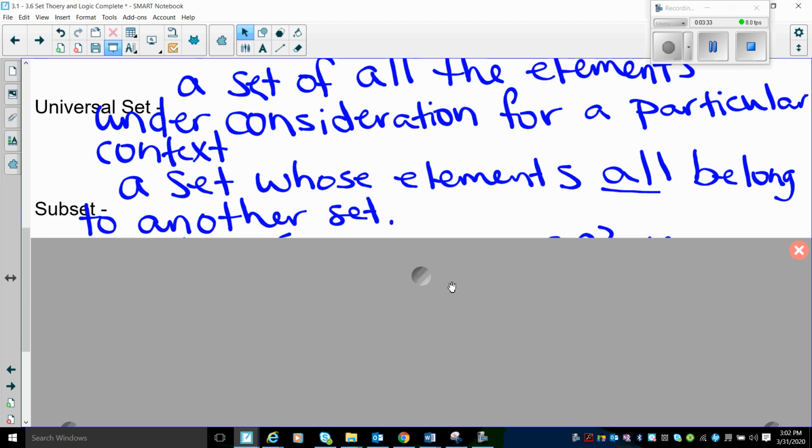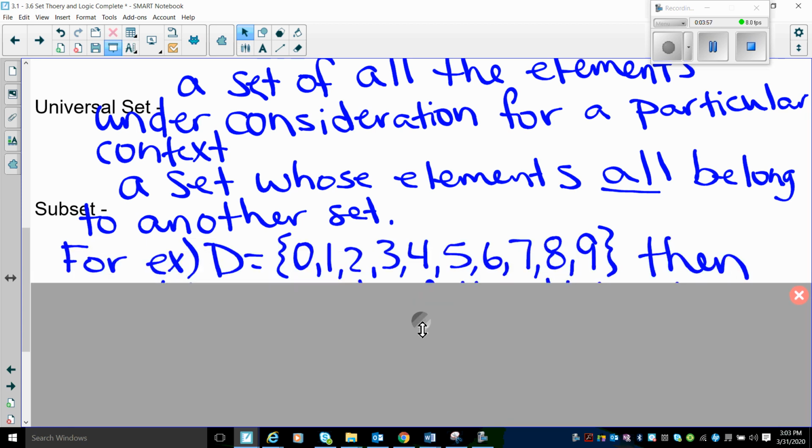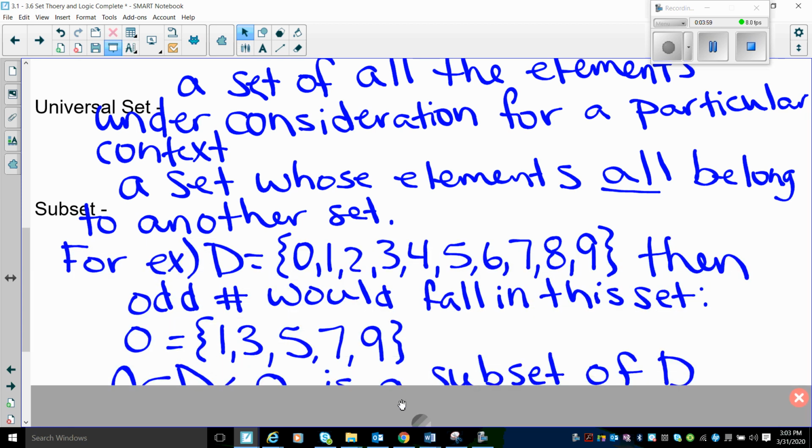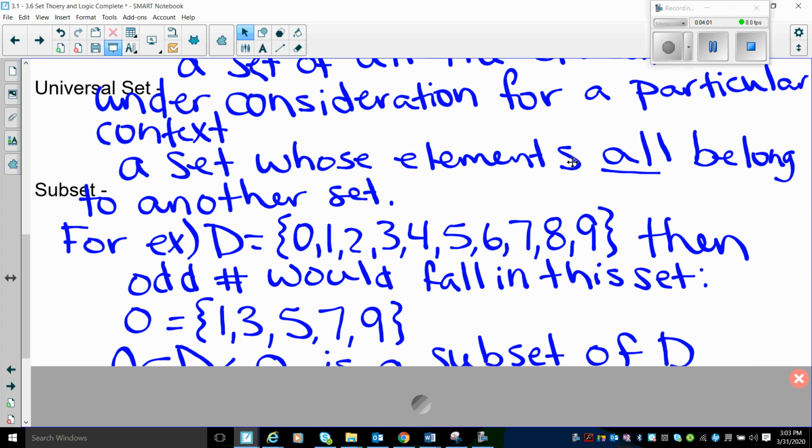When giving you an example of a universal set, if I said the universal set is numbers, and then my set inside of it would be whole numbers. When you put a set inside of a set or an object inside of an object, they call that a subset, which leads me to my next definition. A subset is a set whose elements all belong to another set.